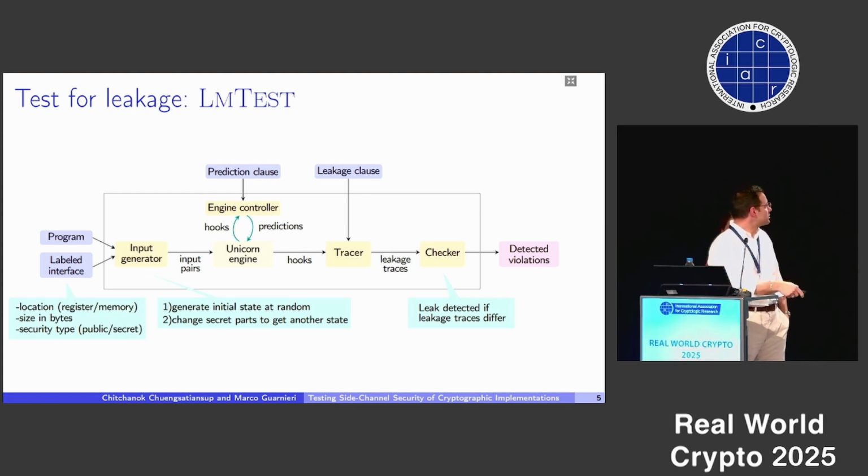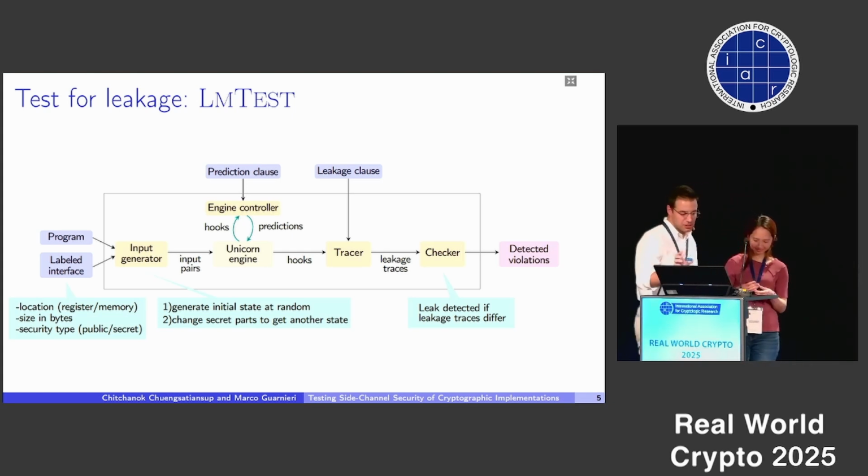And otherwise, we just go back, we continue testing by generating a new pair, and we keep running this loop until time expires. And I think that's it. And Chitchanok will go on with the case study.